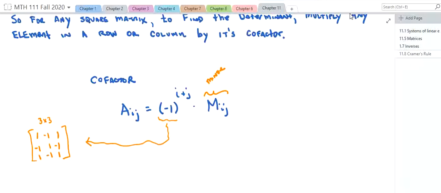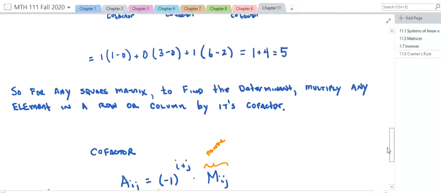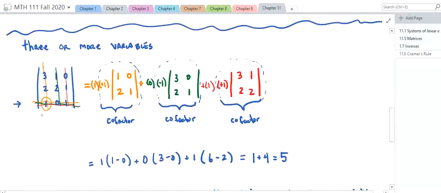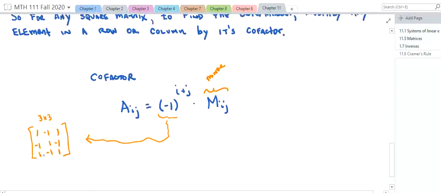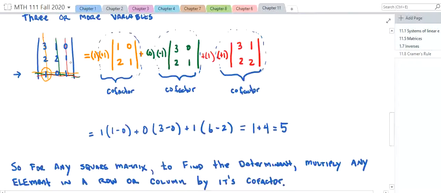So when you choose the row, like we did up here, say the bottom row, and we select an element, this 1, we're going to take 1 times the cofactor. Well, the cofactor is going to be essentially 1 times the minor matrix that is created, 1, 0, 2, 1. So that's why that happened.